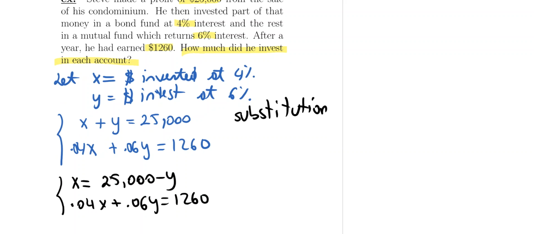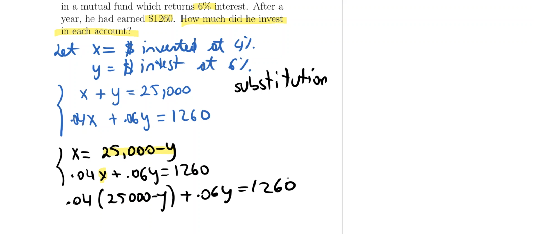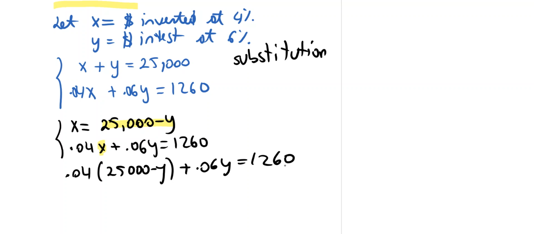So instead of X right here, I'm going to put this. So it'll be 0.04 times (25,000 minus Y) plus 0.06Y equals 1,260. And notice that this is just an equation in Y, so we know how to solve this. One way to deal with this is to write 0.04 as 4 over 100. So this is a trick.